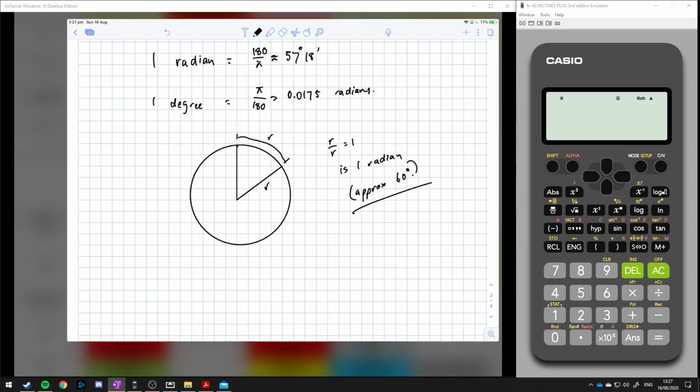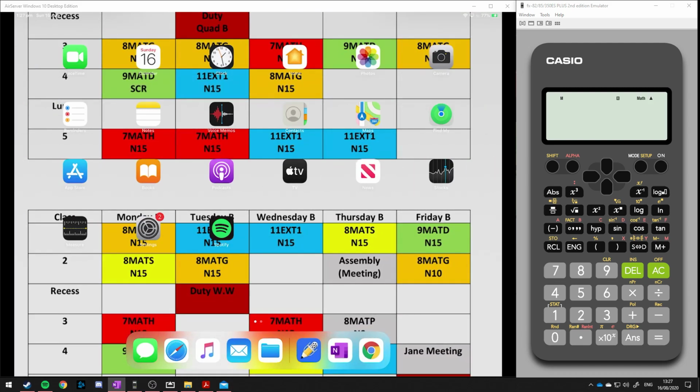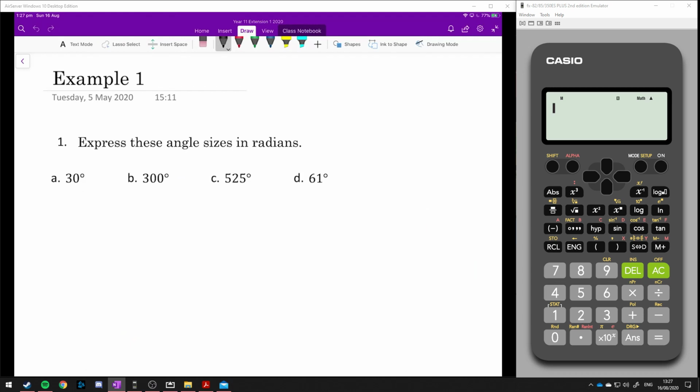Okay, so with that being said, let's have a look at some simple conversions. Express the angle sizes in radians. So quite simple, we're just going to convert these to radians. If we're going to convert from degrees to radians, we're going to multiply by pi on 180. So it's going to be 30 times pi on 180 degrees. Okay, so 30 on 180 pi, which is equal to 3 pi on 18. And 3 goes into 18 6 times, so that's pi on 6. And that's like I said before, 30 degrees is equal to pi on 6.